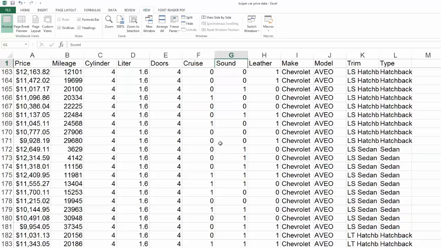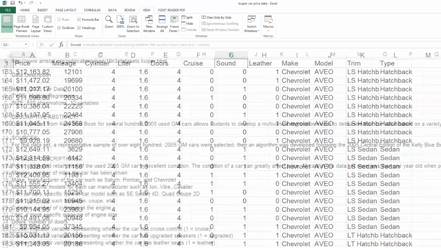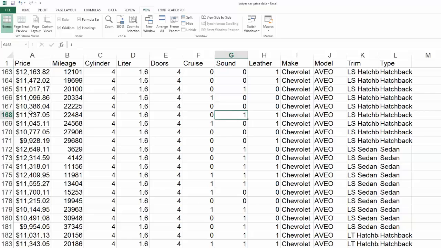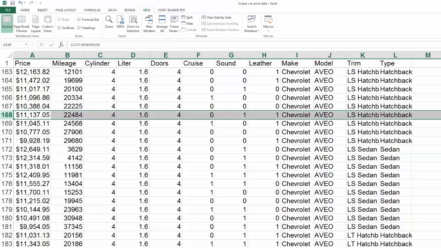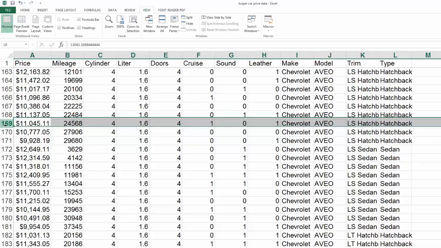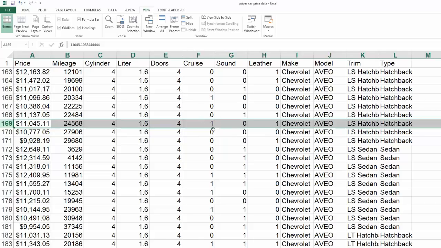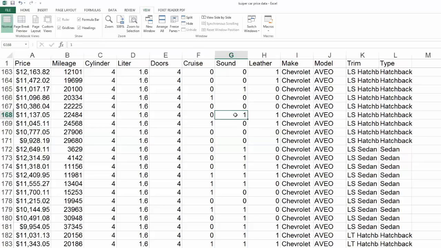The sound variable is also a 1 and a 0. It's an indicator variable representing whether the car has upgraded speakers. So a 1 means it has upgraded speakers. Upgraded presumably is more valuable too. So I have my non-cruise Chevy Aveo here, which does have upgraded speakers though. And then I have my cruise Aveo, which doesn't have upgraded speakers. But anyway, I would presume that having a better sound system, having upgraded speakers, would push the price up. So again, a positive relationship between sound and price.